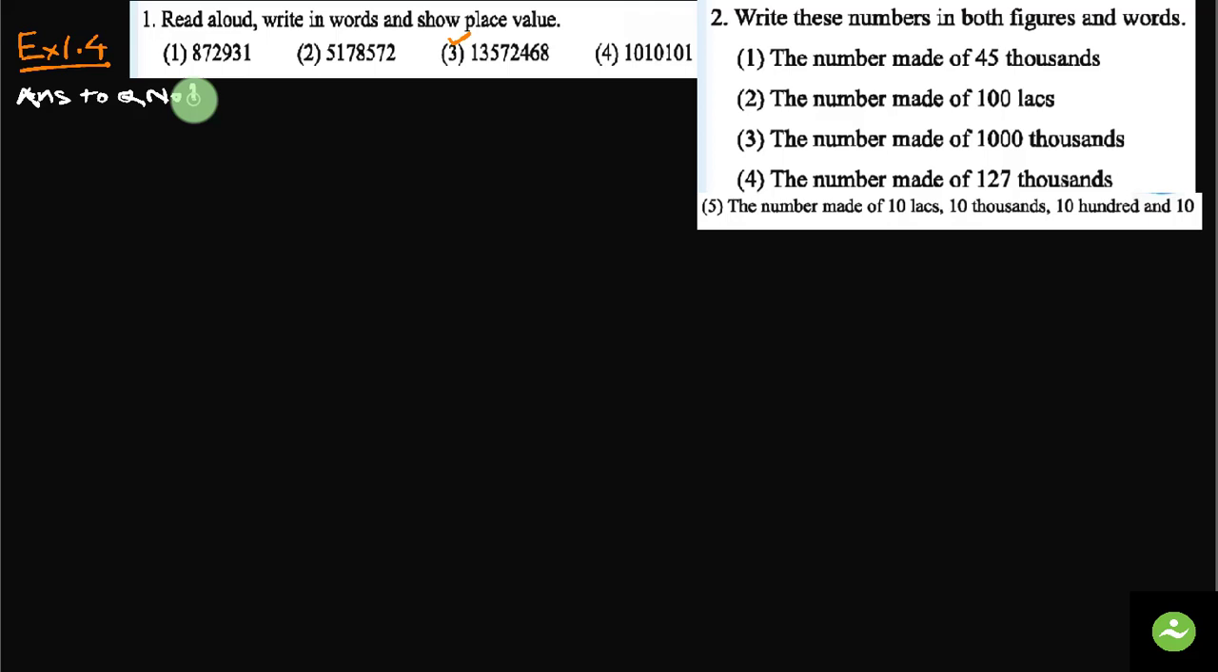Answer to question number one, serial 3. What is the number? 1, 3, 5, 7, 2, 4, 6, 8. Now let us read it aloud. And how to read?